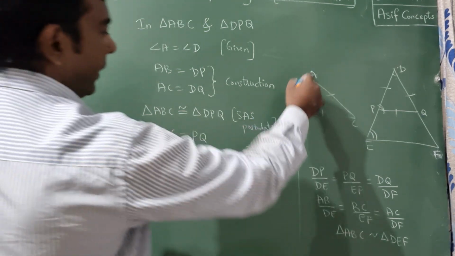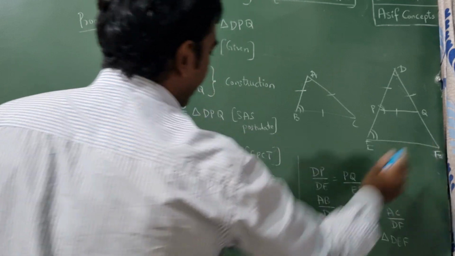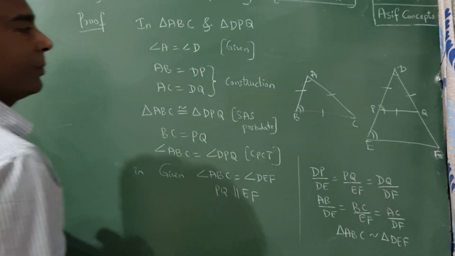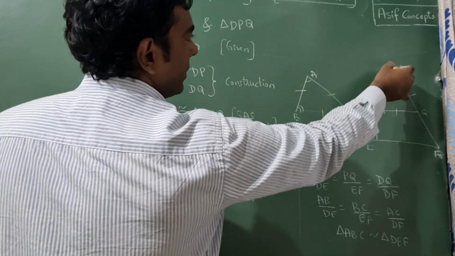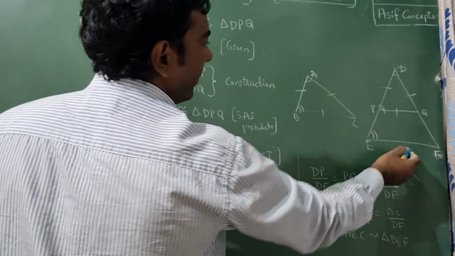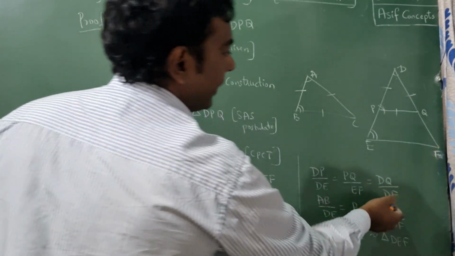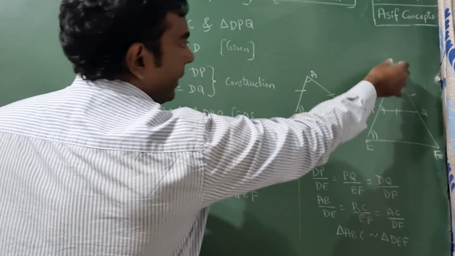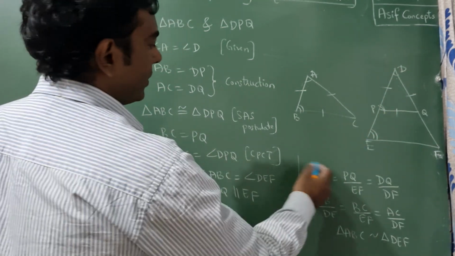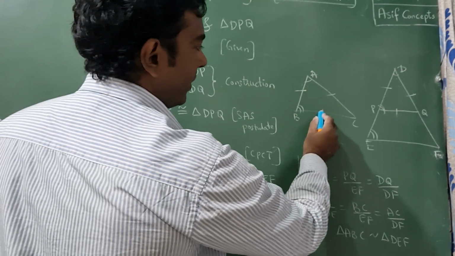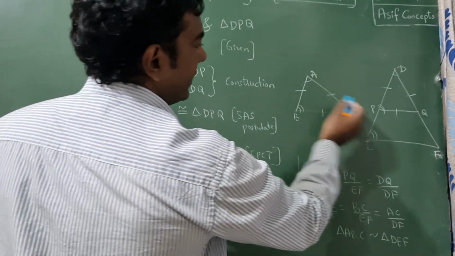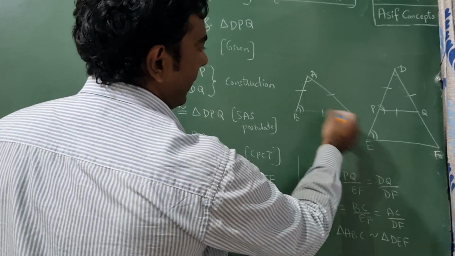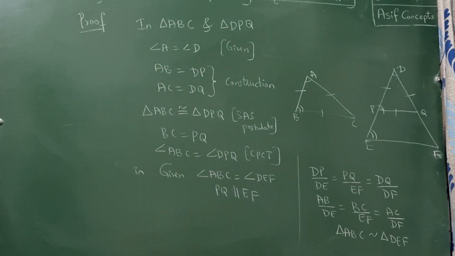So in the given, angle ABC is equal to angle DEF. By that we can tell that PQ is parallel to EF. Now DP divided by DE, PQ divided by EF, DQ divided by DF. So AB by DE instead of DP, because they both are equal. BC divided by EF and AC divided by DF. So triangle ABC is similar to triangle DEF.